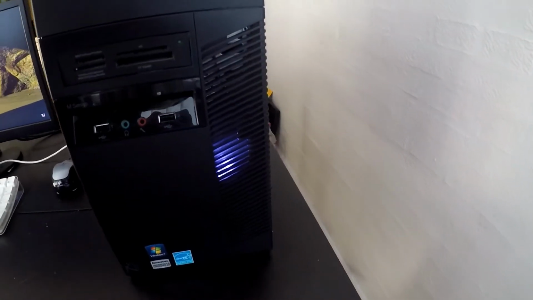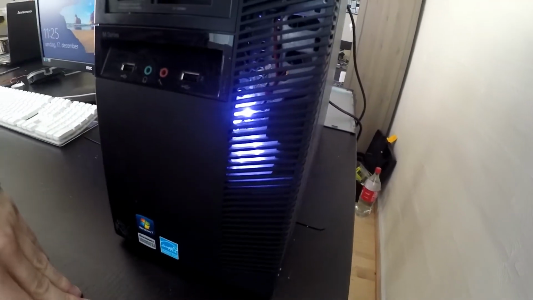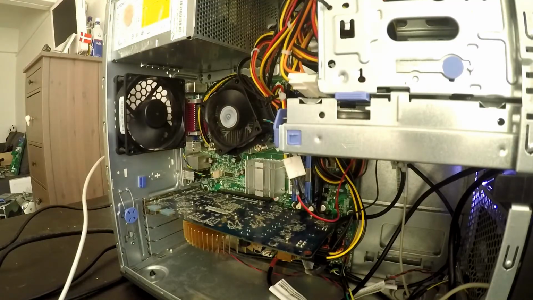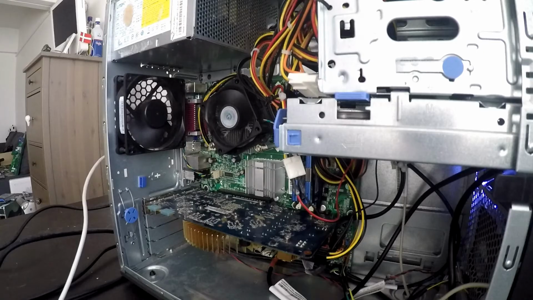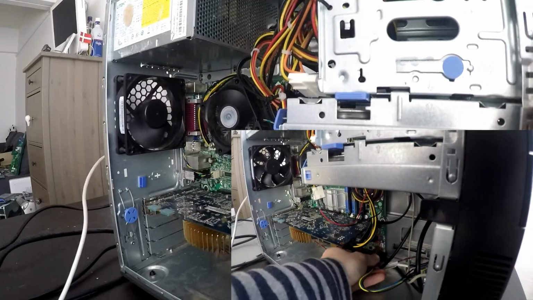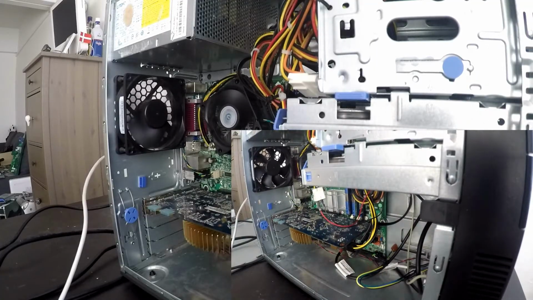Now the way this test is going to work is that I'm going to run 3 tests. The first test is going to be without any case fans. The second test is going to be with only the system fans and the exhaust fan running. And the third test is going to be with all case fans running. To monitor the temperature, we'll be using MSI Afterburner and RealTemp. The tests we're going to run are Cinebench R15 and Furmark preset 720p. So without further ado, let's disconnect the case fans and get going.